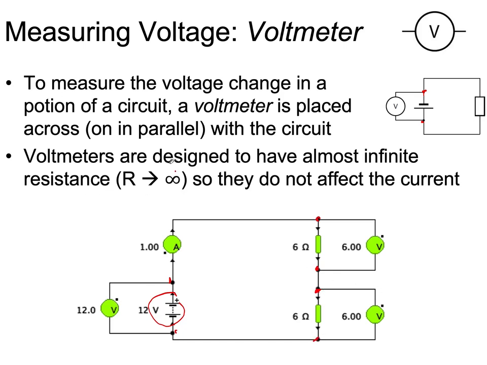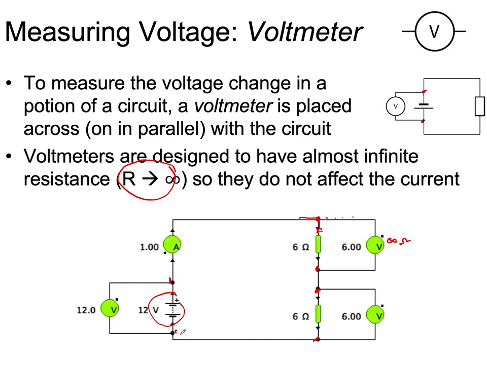They're designed so that their resistance approaches infinity. In reality, they can never quite do that. But what you want here is you still want the current to go through this resistor. You don't want any to go through the voltmeter. So it's like it has an infinite resistance, infinity ohms. Ideally. In reality, they're never quite perfect.